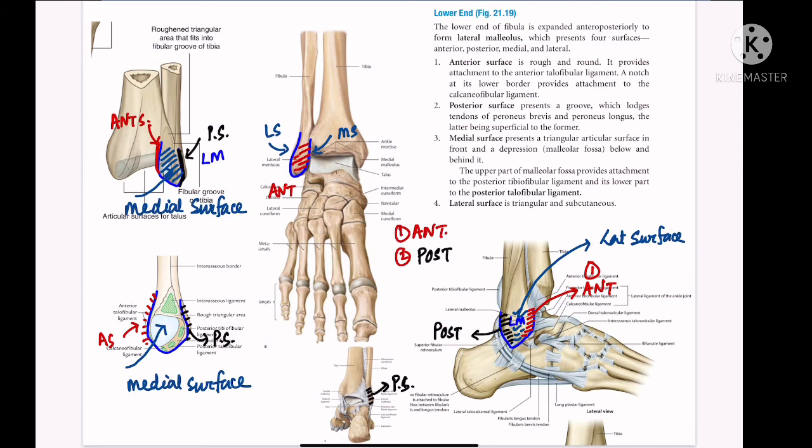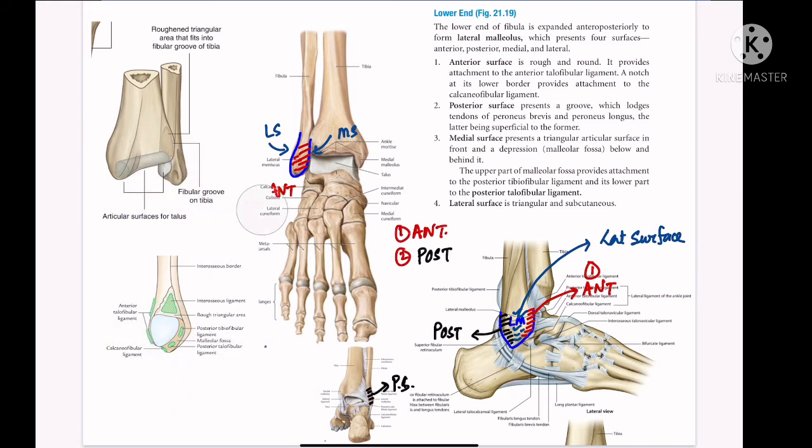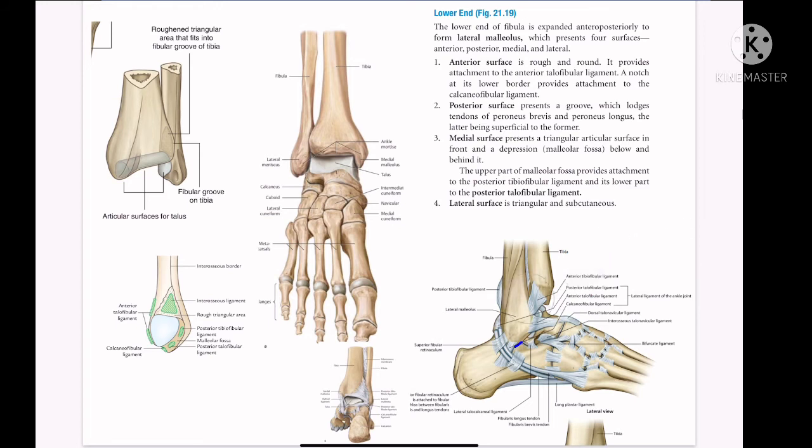Now let's clear the outline of these markings. In a nutshell, there are four surfaces: anterior, posterior, seen from this side, lateral, and from that side medial. So there are these four kinds of surfaces.